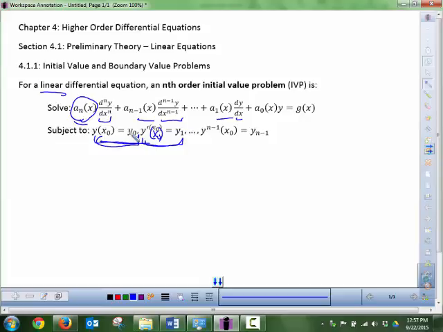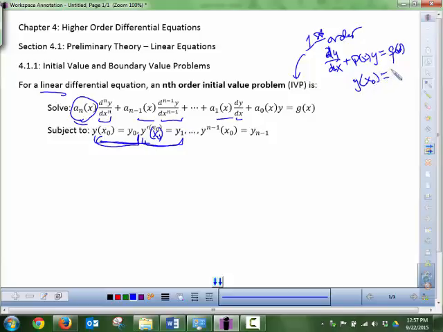So an IVP for a first order differential equation looks like the differential equation dy/dx plus p(x) times y is equal to q(x). That's a first order linear differential equation. And then your initial condition is x naught, y naught, and you only have one initial condition for that.